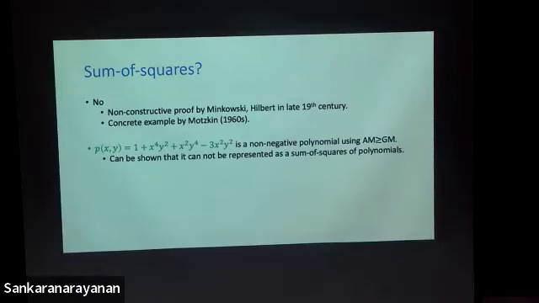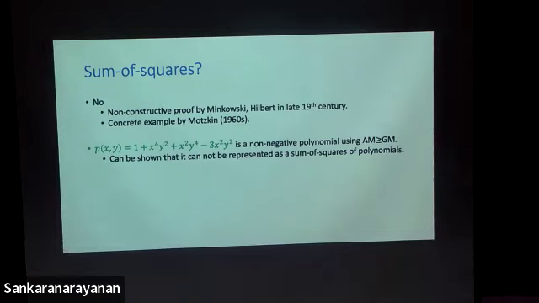So there's 1 plus x to the 4 y squared plus x squared y to the 4 minus 3x squared y squared. Now again, this is a non-negative polynomial because of the same argument as in the previous slide: arithmetic mean greater than or equal to geometric mean. If you take the arithmetic mean of the first 3 terms, that's equal to x squared, and the geometric mean is equal to x squared y squared.